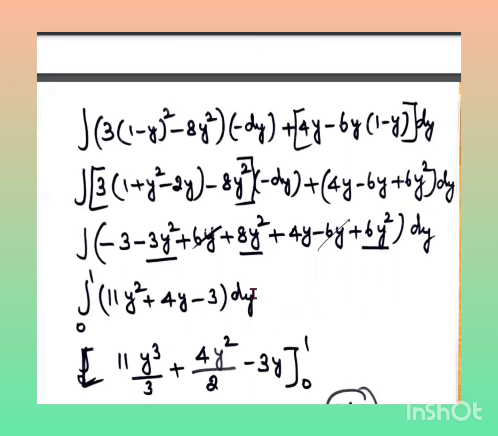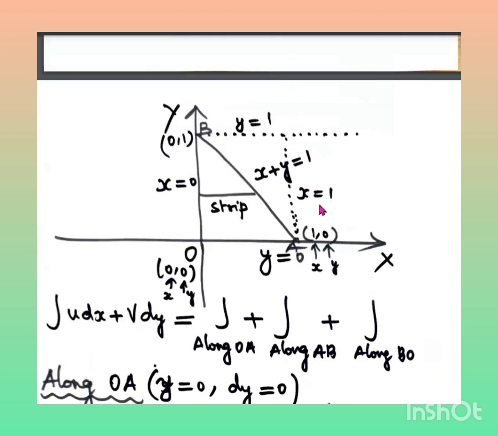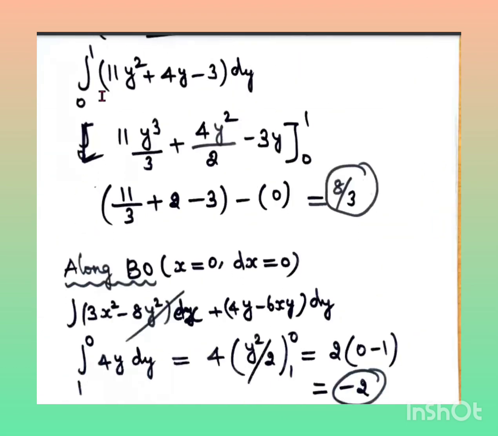Now the derivative is in y. So along AB you have to find the limit for y. The limit of y: 0 is the limit at the point A, and at the point B, the limit of y is 1. So 0 to 1. Along AB, the limit is 0 to 1. I have written here 11y square plus 4y minus 3 into dy. So you have to integrate it: 11 y cube by 3 plus 4y square by 2 minus 3y. Limit is 0 to 1.